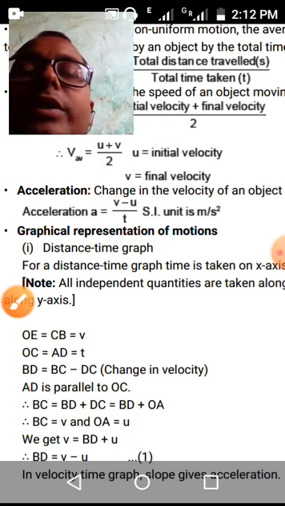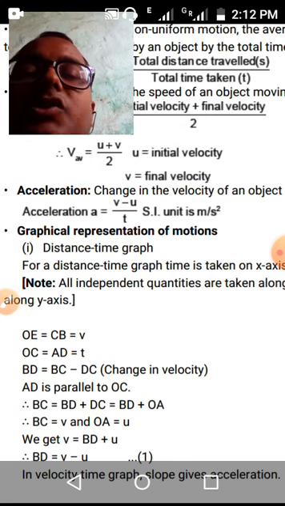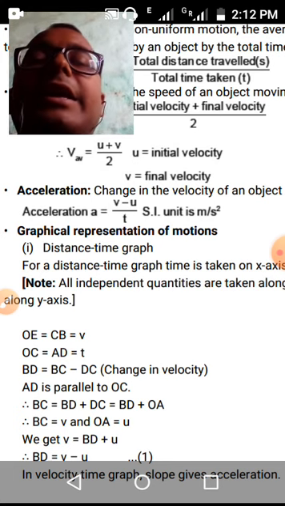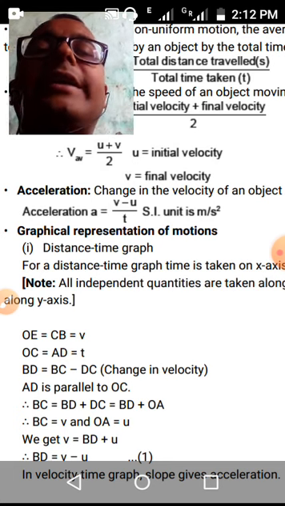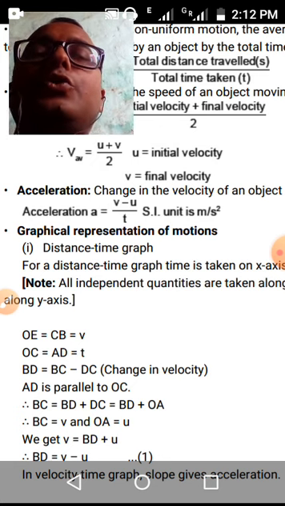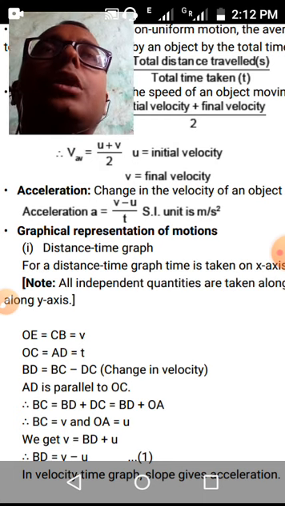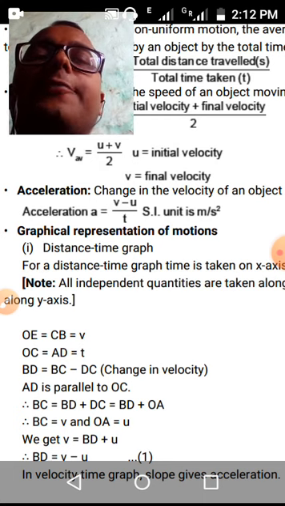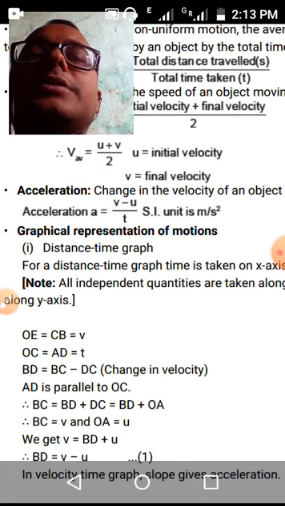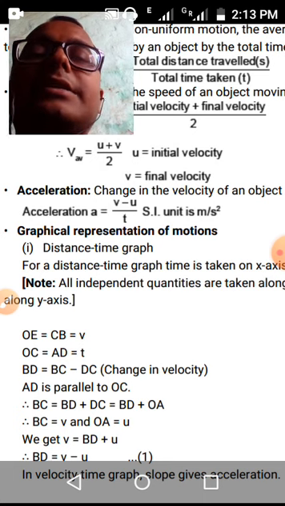So this is today's lecture, and in the next lecture we are going to discuss the graphical representation of motion, and with the help of this graphical representation we will find the equations of motion. We know there are three equations. The first equation of motion is v equals u plus at, the second is s equals ut plus half at square, and the third is v square equals u square plus 2as. In the next class we will derive them with the help of the graph.